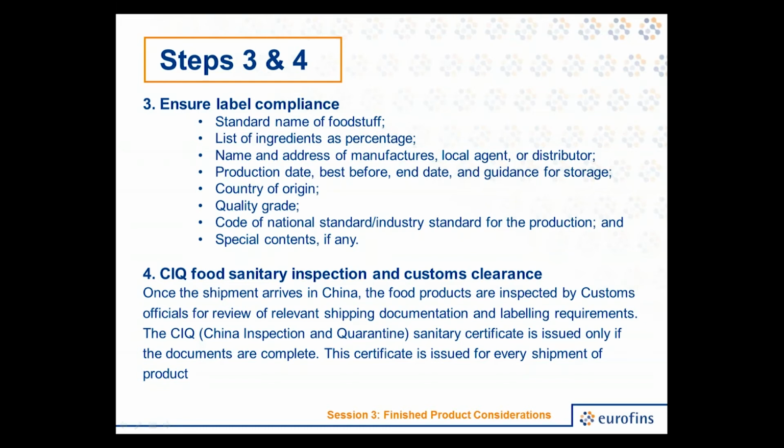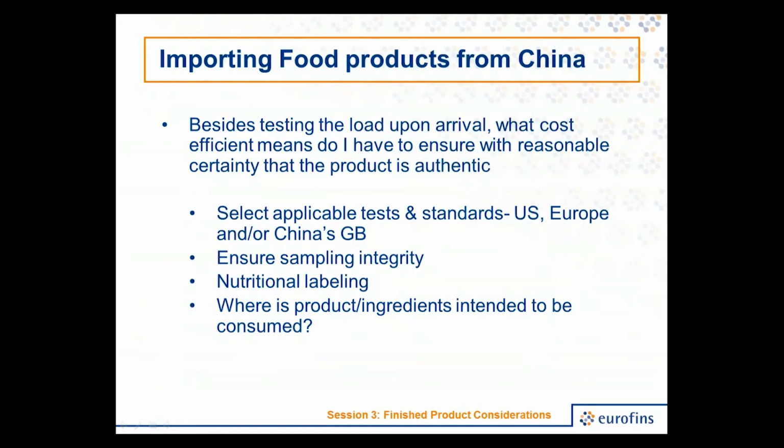Next slide, please. So we're going to shift gears to the opposite version, which is importing food products from China, which is a little more straightforward. Besides testing the shipment upon arrival, what's the most efficient means I have to ensure with reasonable certainty that the product is authentic and as it's been ordered? What should be done? You need to obviously select the applicable testing standards, whether it be US, Europe, or China's GB standards, or all of the above. Make sure to have that product tested to support your product claims and authenticity.